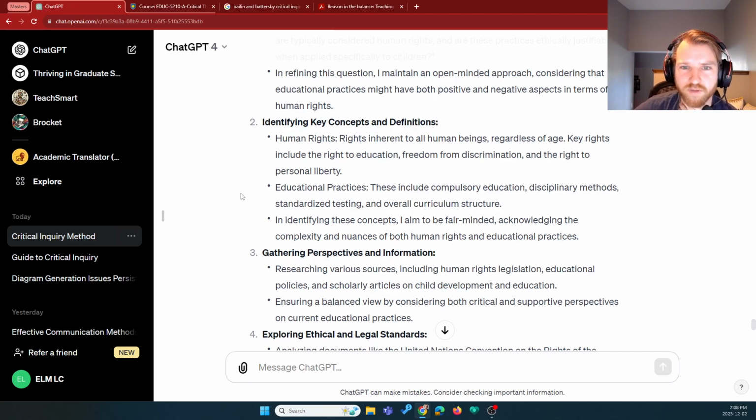Yeah, I mean, compulsory. I don't disagree with any of those. I do think that there's probably more things that could be listed there. In identifying these concepts, I aim to be fair-minded, acknowledging that the complexity and nuances of both human rights and education. Okay, well, I feel like his reflection there is weak, but oh well.